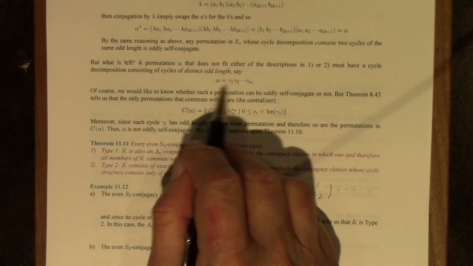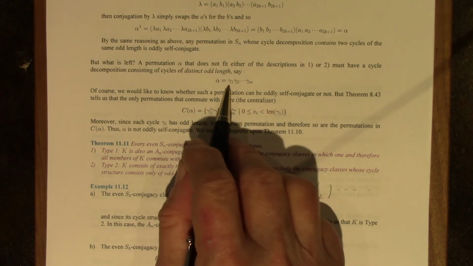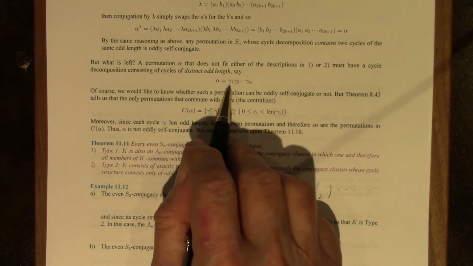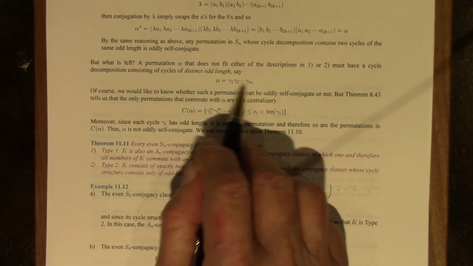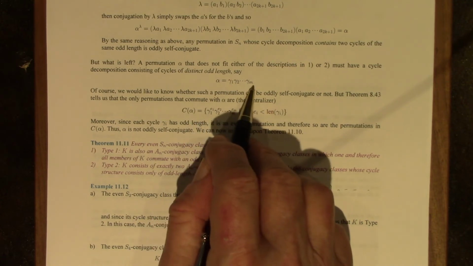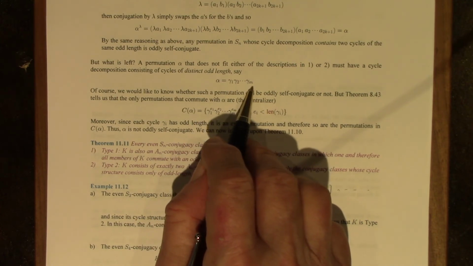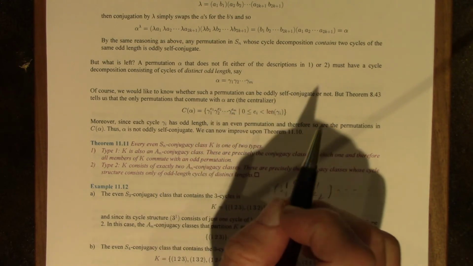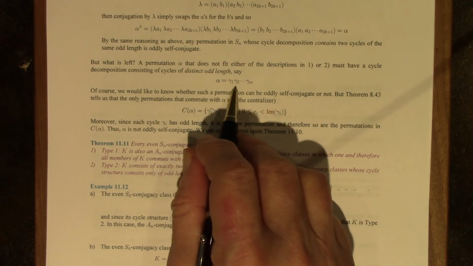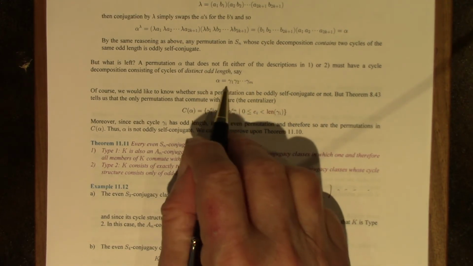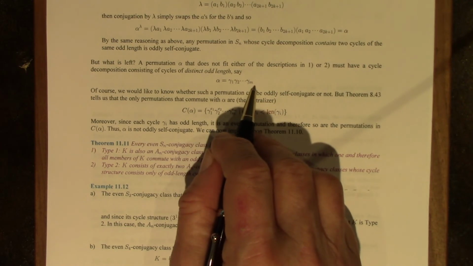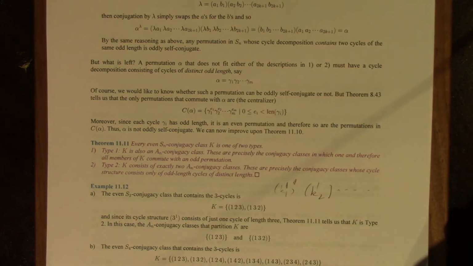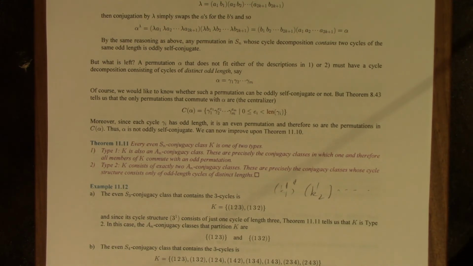So let's suppose alpha's cycle decomposition is a product gamma 1 through gamma m. I'm sorry, the lengths of the cycles are odd, and they're all different. Can such a permutation be oddly self-conjugate or not? It's the only case we're missing.